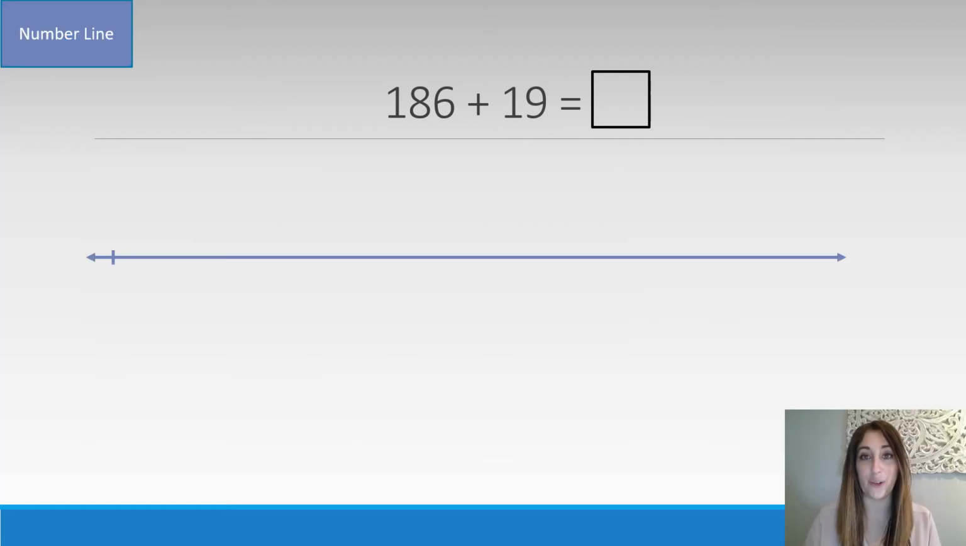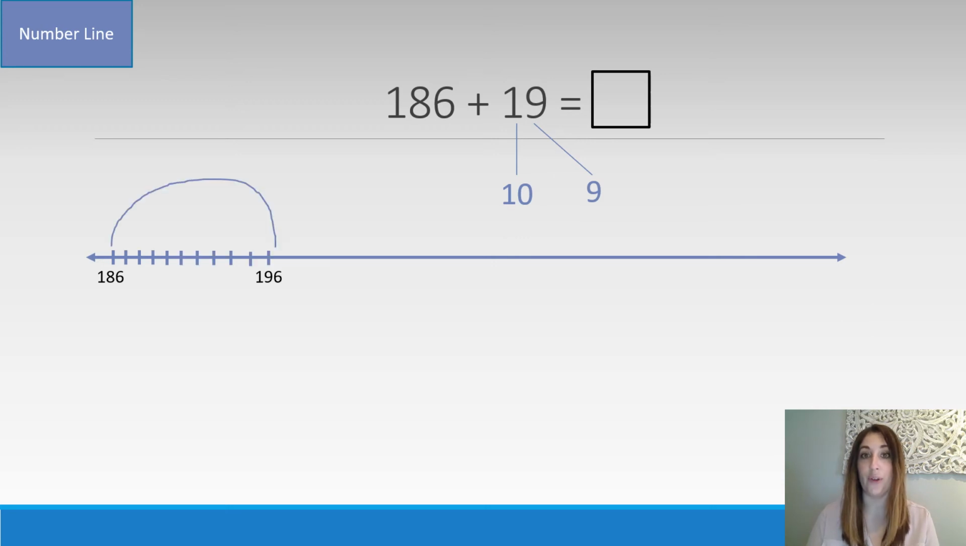Another way that I could solve this problem is using a number line. I'm going to start with 186. Since it's my largest number, it's going to make it much easier to use my number line if I start there. Then I'm going to decompose 19 into 1 10 and 9 ones, so that's easier for me to jump on my number line. I'm going to start by jumping 10, so I'm going to go from 186 to 196. Now I'm going to make 9 smaller jumps to get to 205.